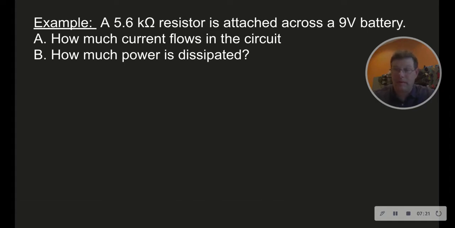We already know how we would measure that by breaking the circuit, inserting an ammeter or current meter into the circuit, and then selecting the proper range. So this is something we know how to test, part A, how much current flows in the circuit. And then a second question is how much power is dissipated when the current flows in the circuit. Let's do the first part of the problem, then talk about power dissipation.